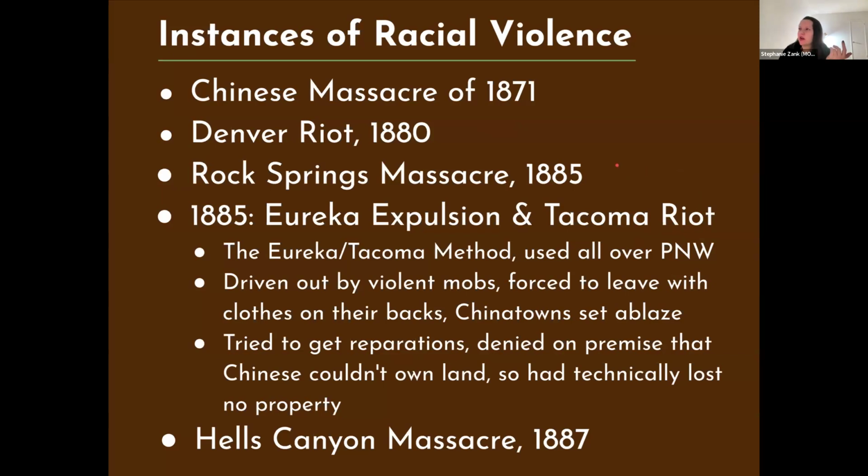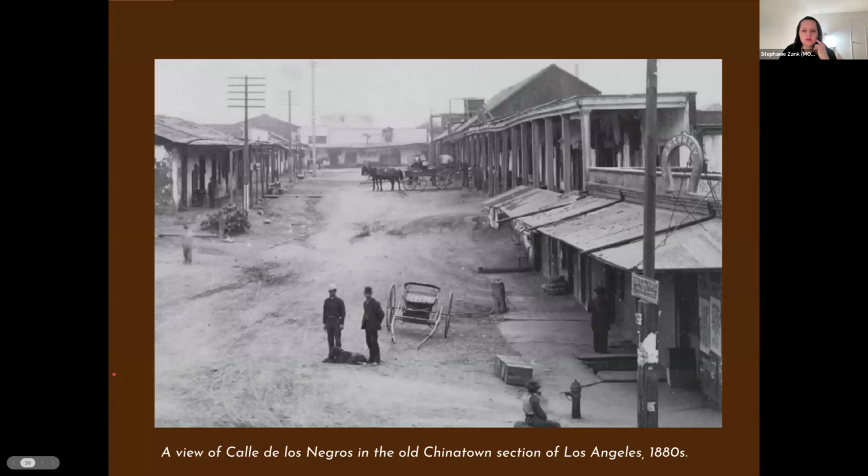So has anyone heard of this Los Angeles massacre of 1871? If you have, you can go ahead and put that in the chat. Okay, some folks have. Fantastic. I'll try to do a brief overview of this. This is just a view of the Chinatown neighborhood in the 1880s, so a little bit later, in Los Angeles.